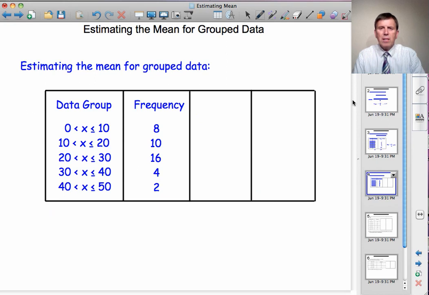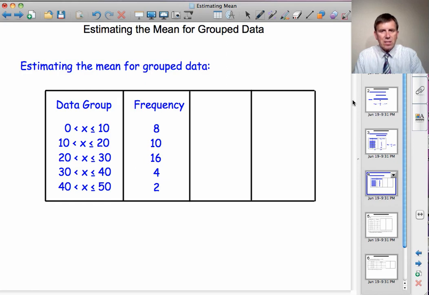Now estimating the mean for group data is a very common question on GCSE higher tier, and it's almost always worth 4 marks. So well worth getting to grips with. And we'll work through 3 separate examples. So here's our first one. You can see that we haven't got any data listed. All we know is there's 8 bits of data between 0 and 10, 10 bits of data between 10 and 20, and so on. So we can't calculate the mean, we can only make an estimate.